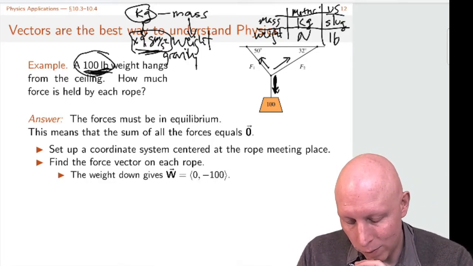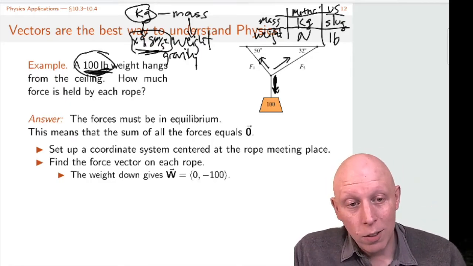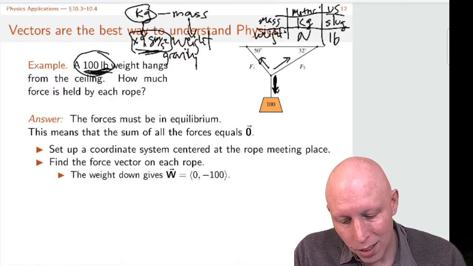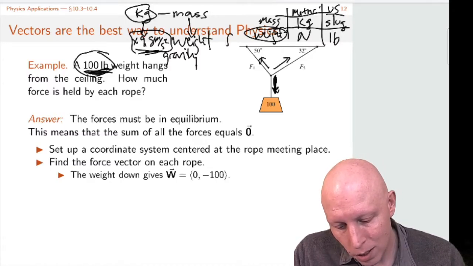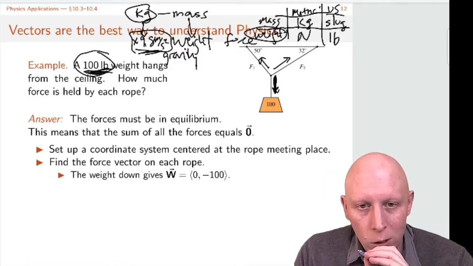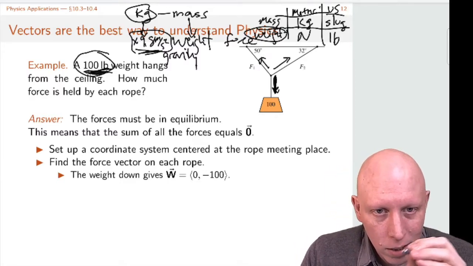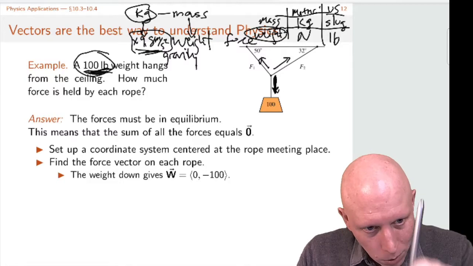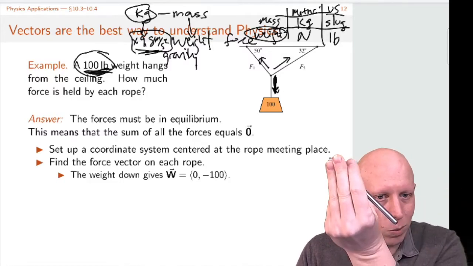Let's get back to solving this problem. What we need is the force, or this weight, in each of the directions. The force is a vector. It's being pulled in this direction, or pulled in that direction, or pulled in that direction.